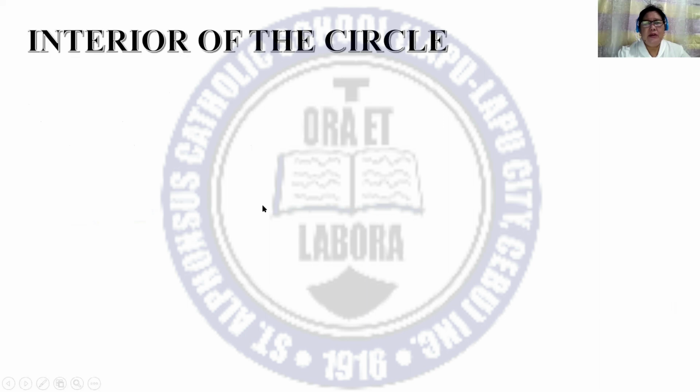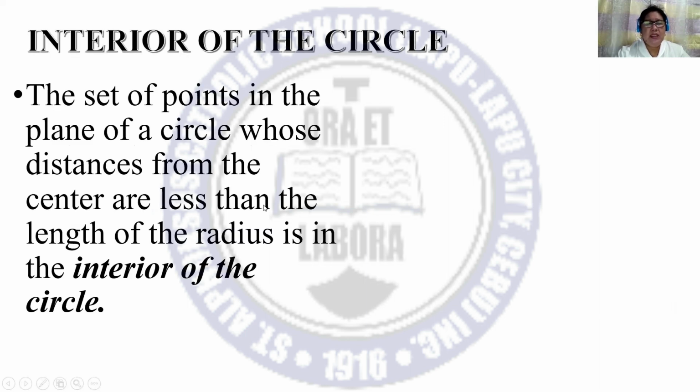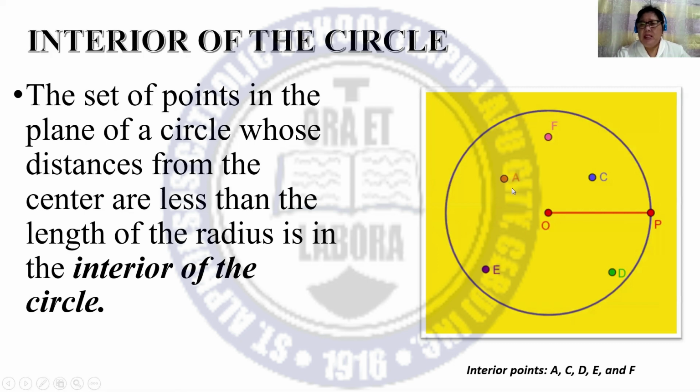We also have the interior of the circle. The set of the points in the plane of a circle whose distances from the center are less than the length of the radius is in the interior of the circle. For example, here, the interior points are A, C, D, E, and F. Look at this. The distance from the center to point C is less than the distance of the radius. That is why they are considered as interior points of the circle.